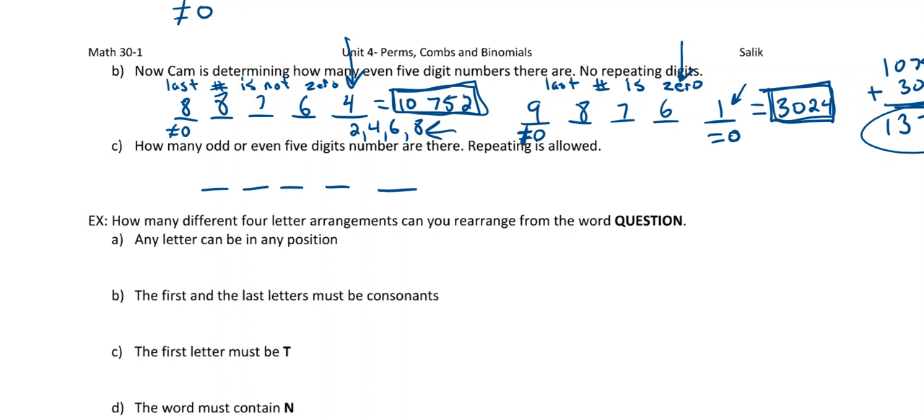Okay, so now this one says, how many odd or even 5-digit numbers are there? And repeating is allowed. Okay, well, this one's pretty straightforward because now we just have to remember that the front number cannot equal 0. So there's only 9 ways for that to happen. But then after that, if repeats are allowed, then this number could be anything, right? This could be all the numbers from 0 to 9. So there's 10 of those. 10 of those for the next one. 10 of those. 10 of those. Okay, so there is 90,000 different ways.